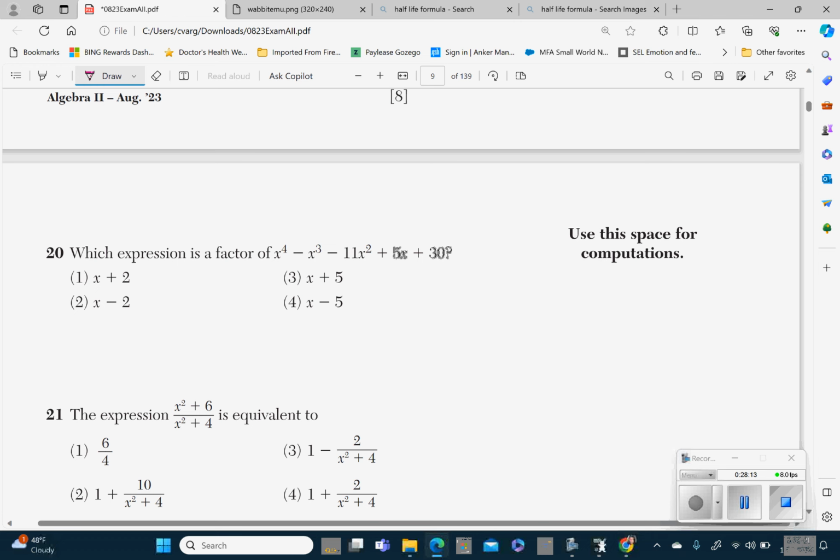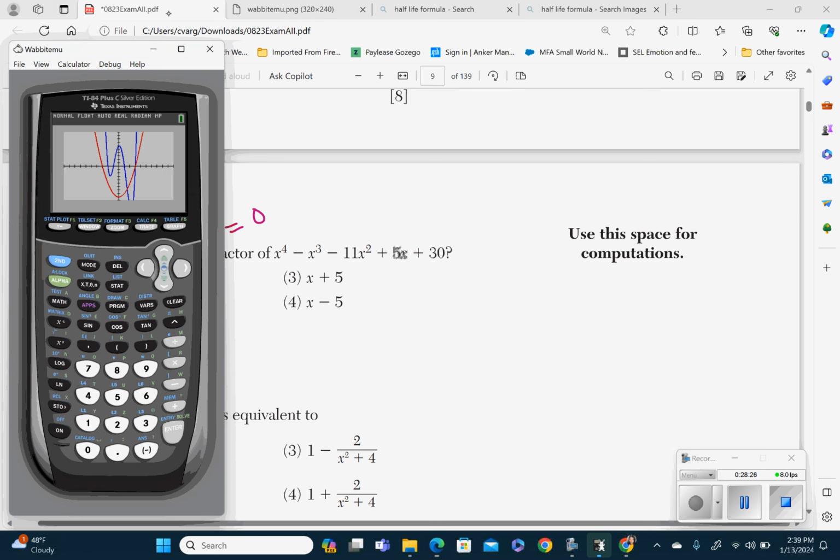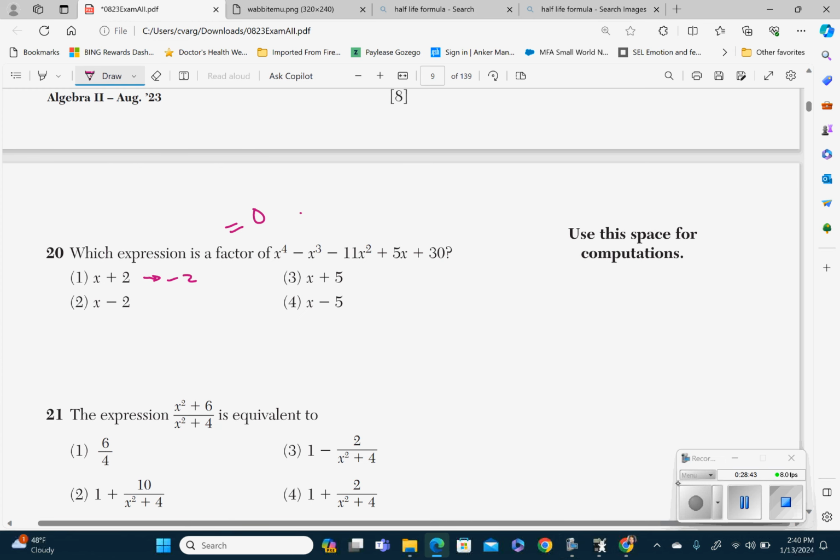Which expression is a factor? So I want to refresh your memory. Factors mean that when I store my number in, it's going to give me 0. So if I were to take this, the opposite of positive 2 is negative 2. So I'm going to take my calculator right here. I'm going to store negative 2 in for my x, hit enter, and then I'm going to plug in my function. And once I plug in my function, if my answer is 0, that means that that number is a factor, right? So negative 2 gave me a 0, so that means that my answer is x plus 2.